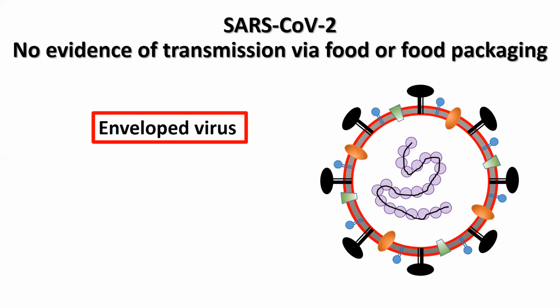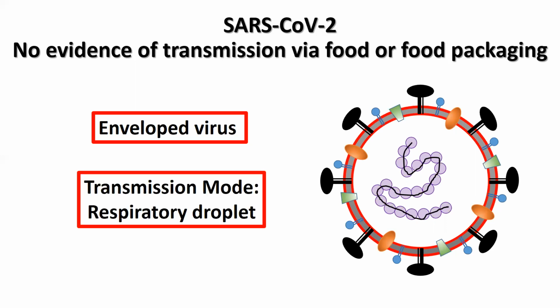SARS-CoV-2 is an enveloped virus, and data suggests it only remains infectious for a few days at most outside of the body. Also, the transmission mode of the virus is via respiratory droplet, meaning the virus must contact your mucous membranes either via aerosolized droplets created by someone coughing, sneezing, talking, etc., or by you touching a surface where these droplets have settled and then touching your own mucous membranes. These characteristics make it unlikely that food would be a vehicle for transmission.